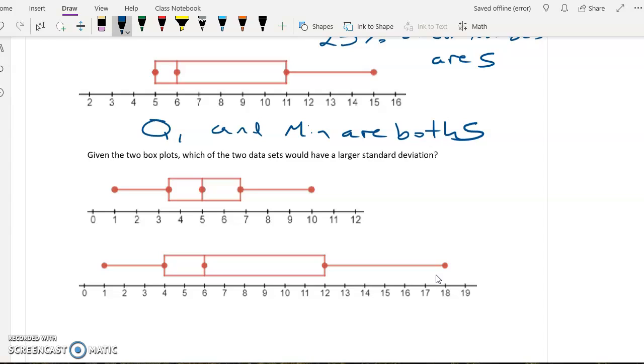Then the last one I want to take a look at and see how we can reason through box plots is, given the two box plots, which of the two data sets would have a larger standard deviation? Remember, standard deviation measures the spread of the data. So which one of these do you think has a larger standard deviation?